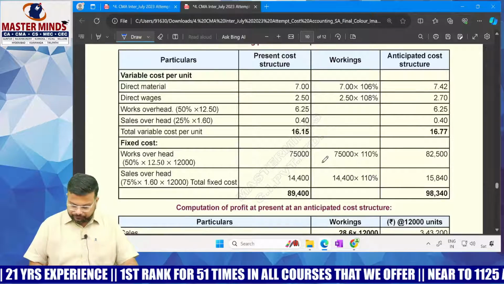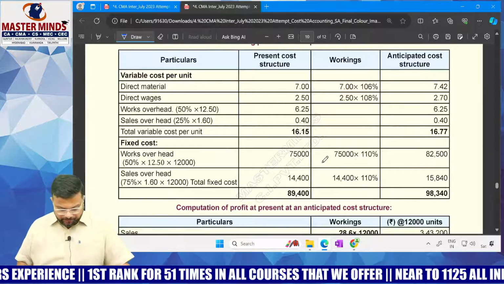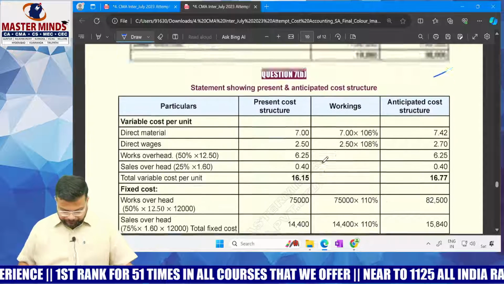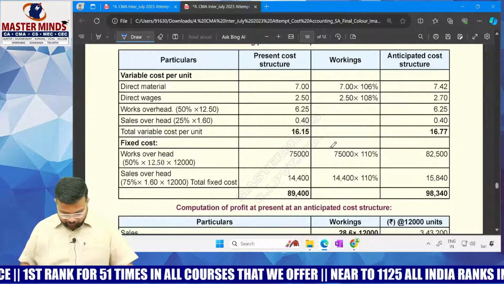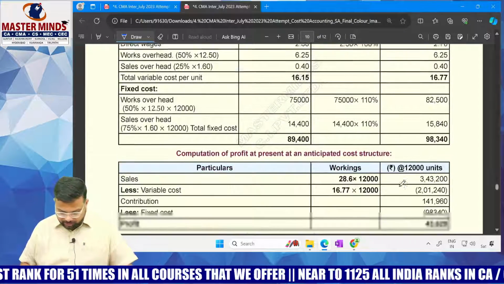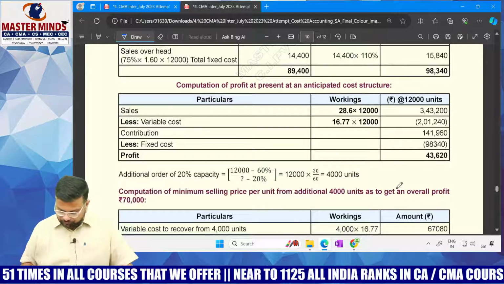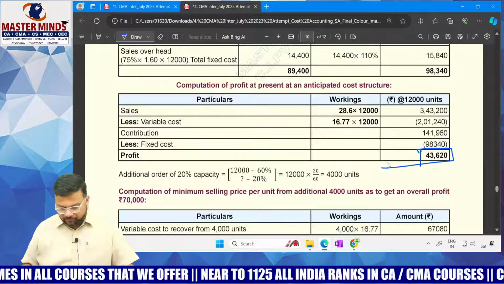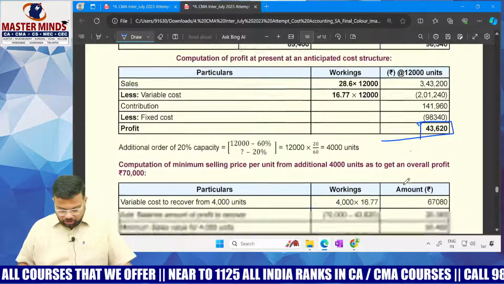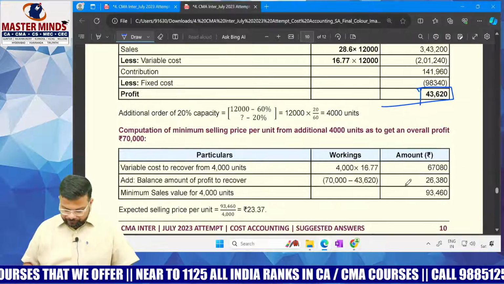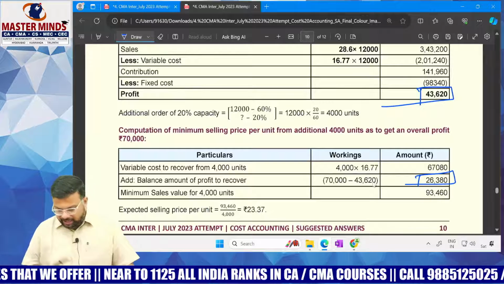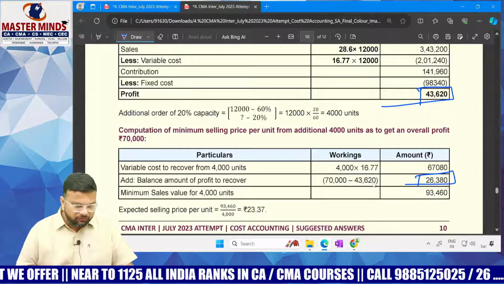This is the anticipated cost. Okay, so what is the variable cost? Fixed cost is given. So what is the profit as of now that they are earning? This is the profit, but they want to earn a profit of 70,000. So balance profit is how much? 26,380. That will be added to 20% capacity variable cost.